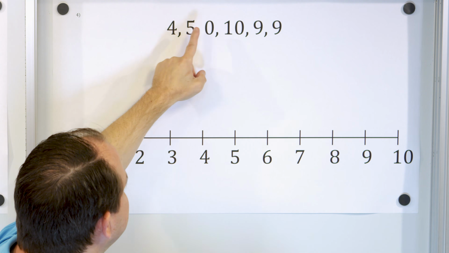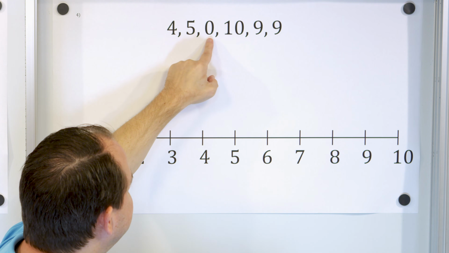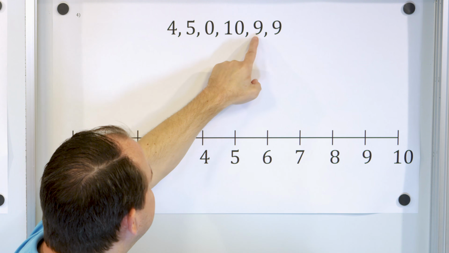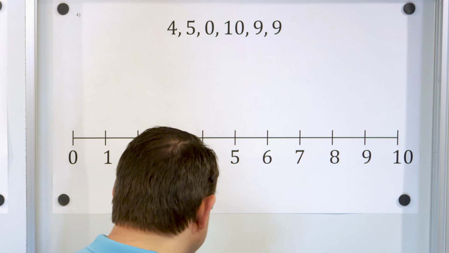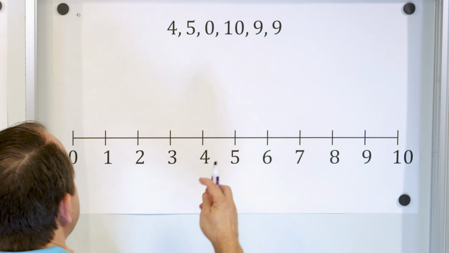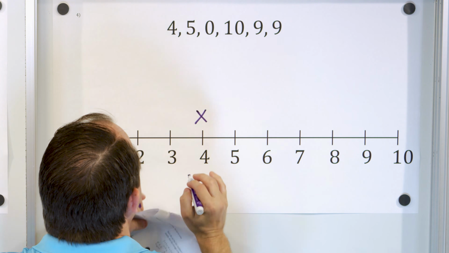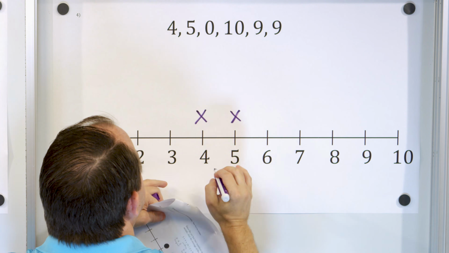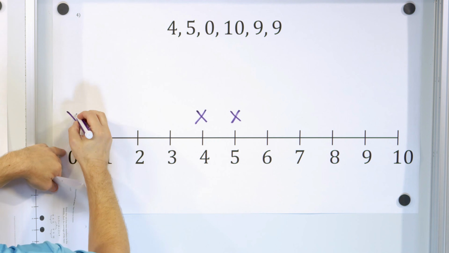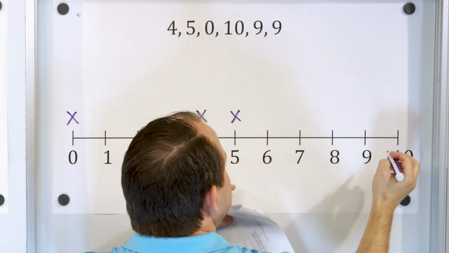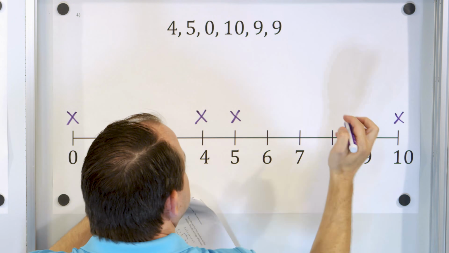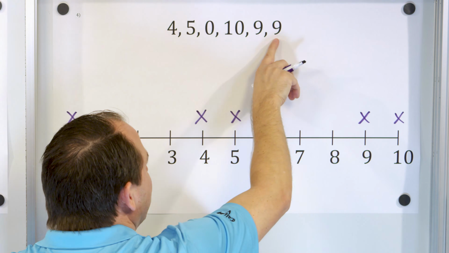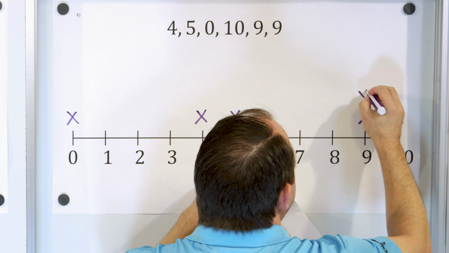This child eats 5 donuts. This child has no donuts. That's a sad story. This person has 10 donuts, 9 donuts, 9 donuts. Okay, so let's first of all see what the data looks like. So this child ate 4 donuts in a week. This one had 5 donuts in a week. This one had 0 donuts in a week. This one had 10 donuts in a week. And this one had 9 donuts in a week, and a totally separate child also had 9 donuts in that same week.